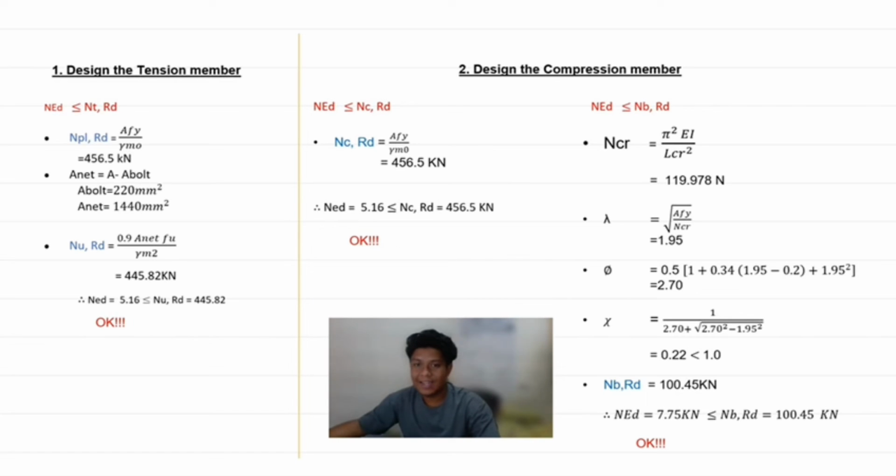And next we move to the design of the compression member. NED is less than or equal to NBRD. LCR is 19.978 meter, but the lambda is 1.95. Next is 2.70, and the value for the pair is 2.22, and it's smaller than 1.1, so that's okay. And NBRD is 100.45 kN. So the conclusion is NED equal to 7.75 kN is smaller than NBRD equal to 100.45 kN, and that's okay. That's all from me. Thank you.